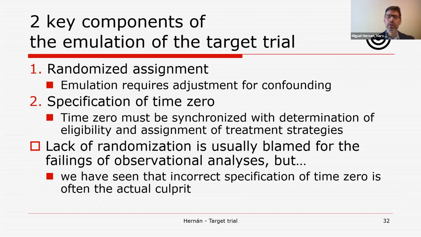So when we think about emulating a target trial, we have to think always of two components. One is the randomized assignment, and we emulate that adjusting for confounding. Adjustment for confounding is what we do when we want to emulate randomization. And we may fail if we don't adjust for all the confounders, and that's of course a big problem of observational studies. But an even bigger problem in practice is the specification of time zero. We keep seeing examples of observational studies that are wrong because we don't have a synchronization of eligibility and assignment at time zero.